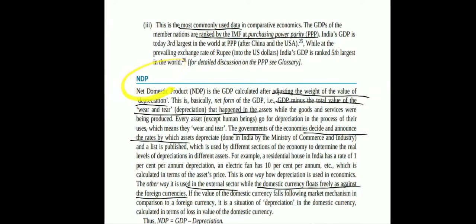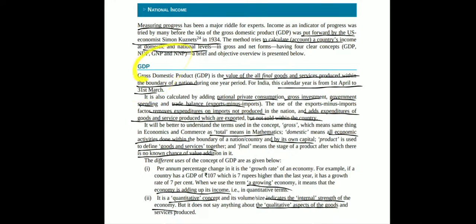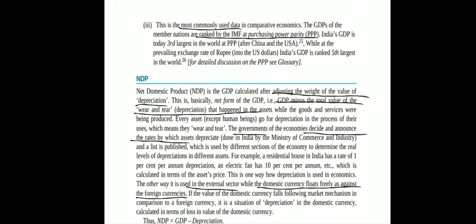NDP is what? The net domestic product. How can we find that? We have calculated GDP, and we subtract depreciation. We adjust for the value of depreciation, which gives us a net form of the GDP. So it is the net domestic product. It's basic: GDP minus the total value of the wear and tear, the depreciation that has happened in the assets while the goods and services were being produced.